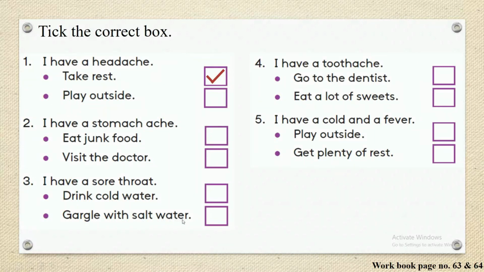Gargle with salt water. That is the step you have to follow. Okay, number 4. I have a toothache. What do you have to do? Go to the dentist. Very good. He cares for the teeth. Then you have to put a tick here.